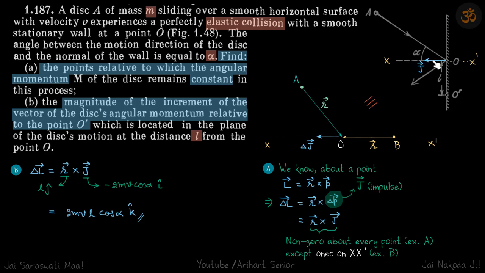And you can see that initially the momentum towards right was mv cos alpha, and after striking, its momentum towards left is again mv cos alpha. So change in momentum is minus 2mv cos alpha i cap, if we are taking right side as positive i cap. So doing this cross multiplication, we can see the delta L is 2 mvL cos alpha k cap, which is our answer.